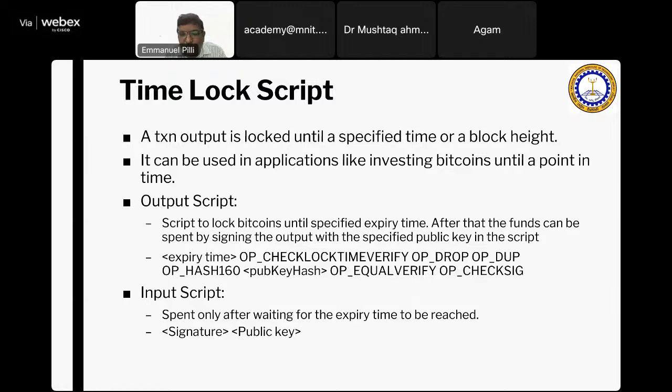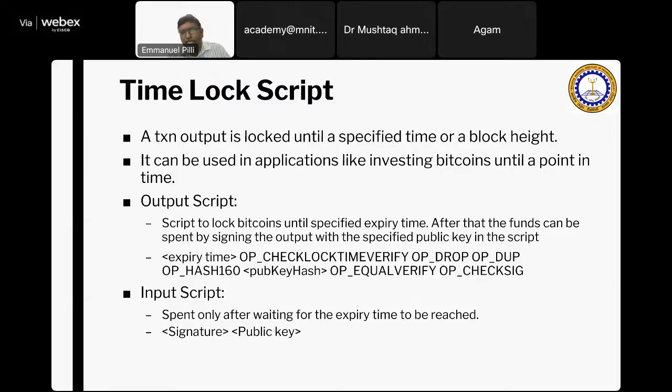It can be used in applications when you want to invest in Bitcoins until a point of time. You guess that maybe after 10 days the Bitcoin is going to go up, and at that time you want to spend the Bitcoin. So you can time it now itself, and you can continue with that. So that's an output script.